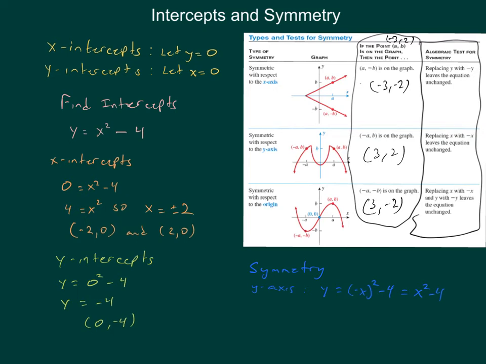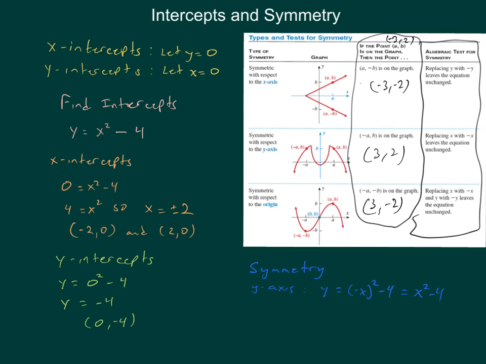The other thing you have is the test for symmetry. To test for symmetry over the x-axis, you replace y with the opposite of y, simplify, and see if you get back to the original. If you do, then it's symmetric over the x-axis. To test for symmetry over the y-axis, you replace x with the opposite of x and simplify, and see if it looks the same. If it does, then it's symmetric to the y-axis. If you replace x and y with the opposite of x and the opposite of y, and you simplify and get back to the original, then you know it's symmetric about the origin.